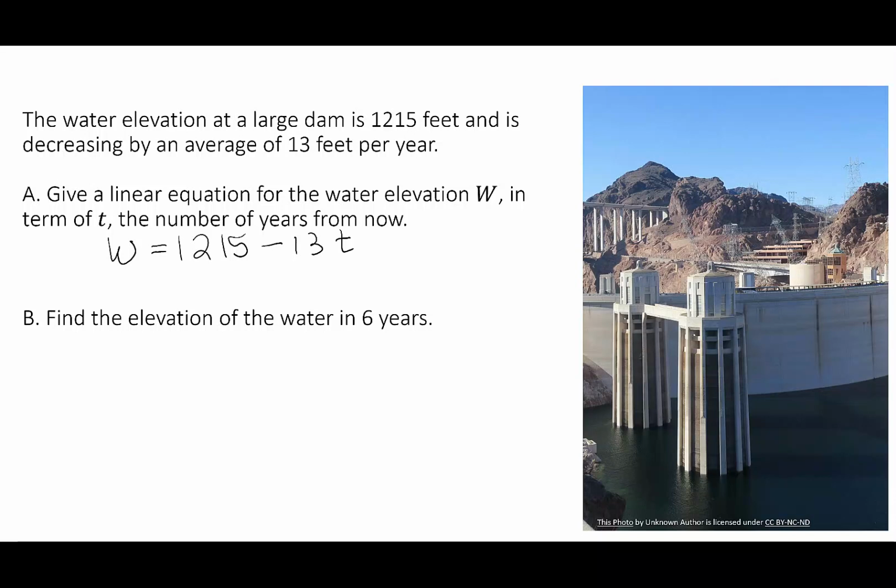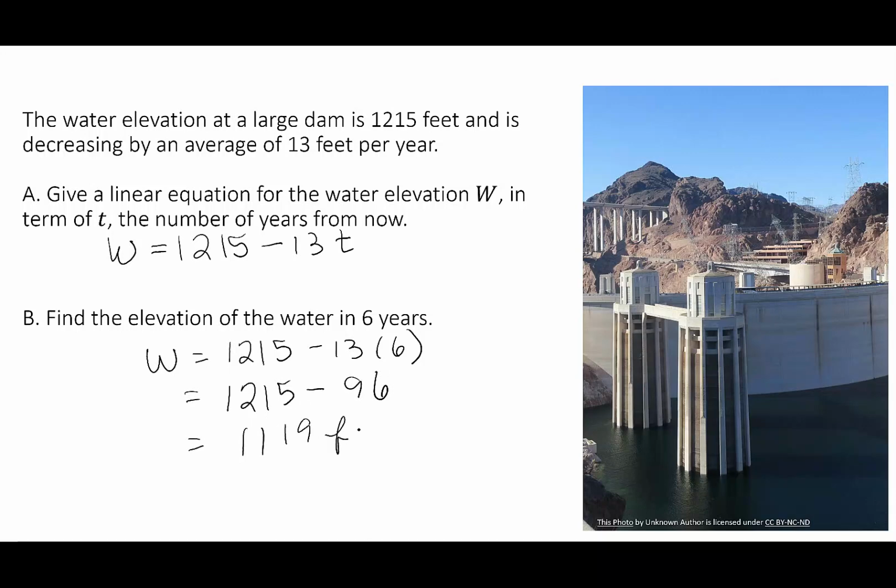Then it says find the elevation of the water in 6 years. So let's write W is equal to 1215 minus 13 times 6. This says I have 1215 minus 13 times 6, which is 78, which says our water elevation will be 1,137 feet in 6 years.